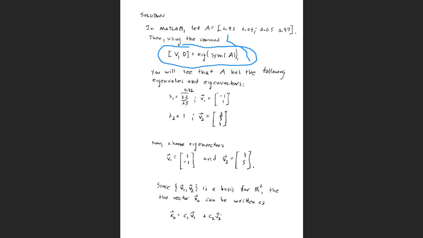You define sym of A, and then take the eig of the sym of A. What that will generate is eigenvectors and eigenvalues that are stored in the eigenvector matrix V and eigenvalue matrix D. Now, sym of A, hold that thought, one moment.